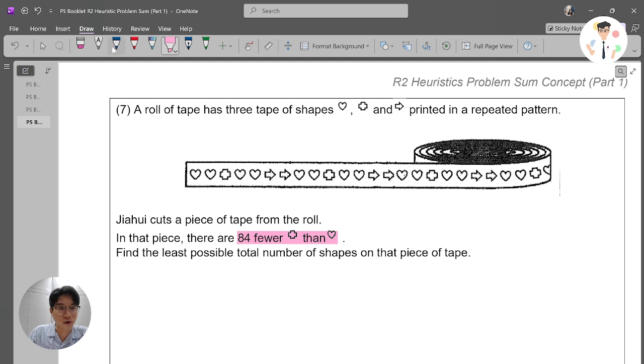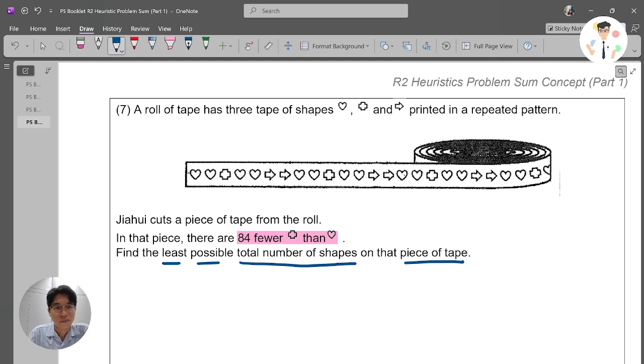Now, this is important for us to find out something. Find the least possible total number of shapes on that piece of tape. But now, something weird, but it's okay. What we need to do is first find out what is the pattern that is been repeating here.